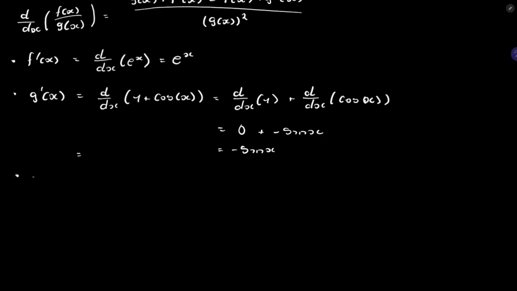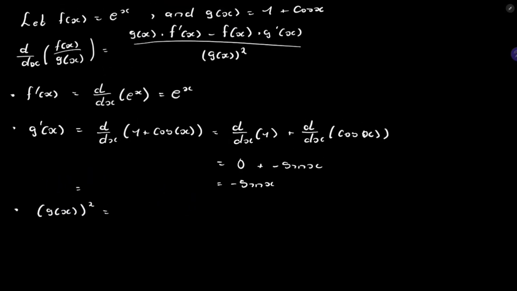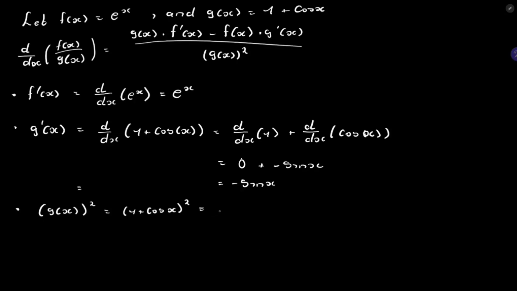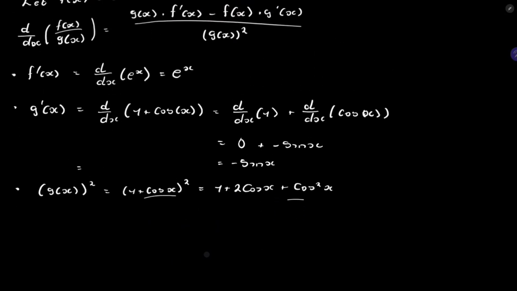Our next term to calculate is the square of our denominator, which is g of x squared. What is g of x? g of x is the function 1 plus cos x, and all this squared leaves us with 1 plus 2 cos x plus cos squared x. We could expand it, or we could still leave it in this form, but for the continuation of this question, I'm going to use it in this compressed form, and if needed, I will then use the expanded version.